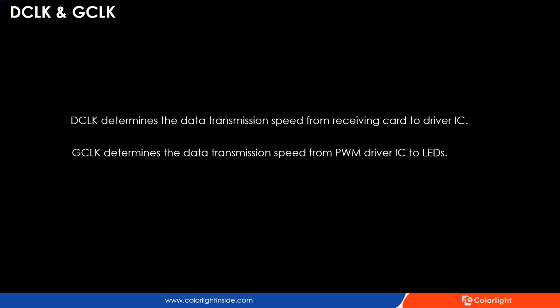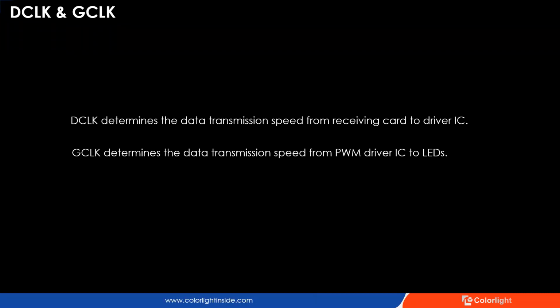DCLK and GCLK are two of the most frequent questions I get asked all the time. DCLK refers to data clock. It determines the data transmission speed from the receiving card to the driver IC. GCLK refers to grayscale clock. It determines the data transmission speed from the driver IC to the LEDs. A regular driver IC does not have GCLK. The LEDVISION software will not show the GCLK option either if you are using a normal driver IC.